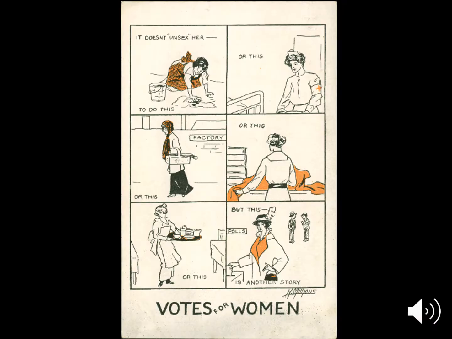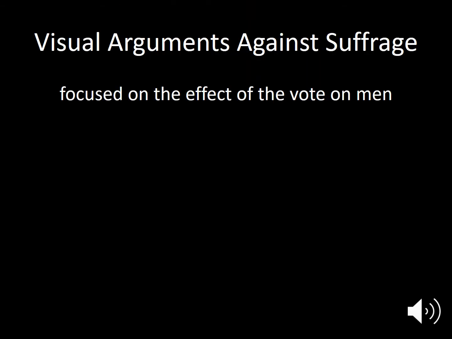Pro-suffrage forces did try to answer this argument both verbally and visually. This is a postcard that basically says, if cleaning does not unsex a woman, if working as a nurse or in a factory does not unsex her, then why should the vote unsex her? The visual arguments are really interesting to look at. In many ways, the visual images you see in political cartoons or in postcards reflect many of the verbal arguments. The vote would injure women, only bad women would vote.